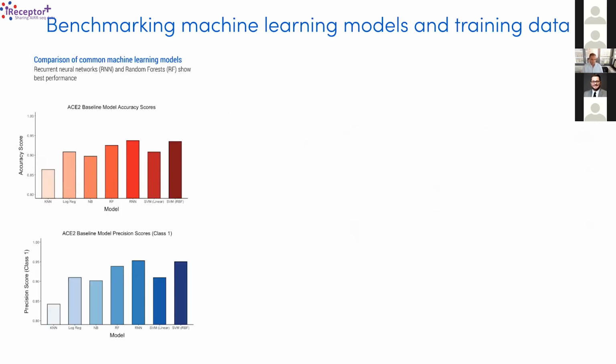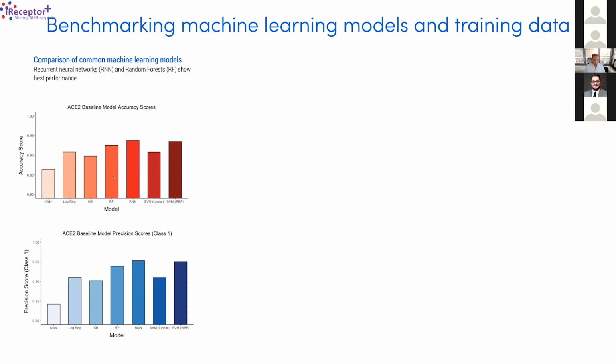Okay, so when we benchmarked the machine learning models, we first used the ACE2 data. What's pictured here are a class of very common models. Some of them are pretty simple, and they were trained using default parameters of scikit-learn. So basically, k-nearest neighbors, logistic regression, naive Bayes, random forest, RNN, SVM with a linear kernel, and SVM with an RBF kernel.